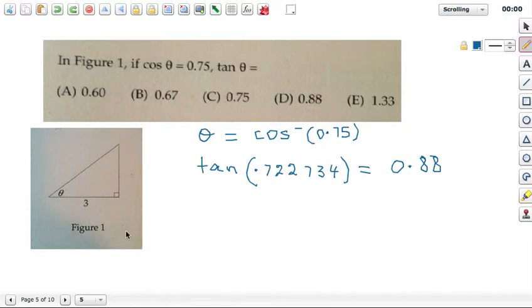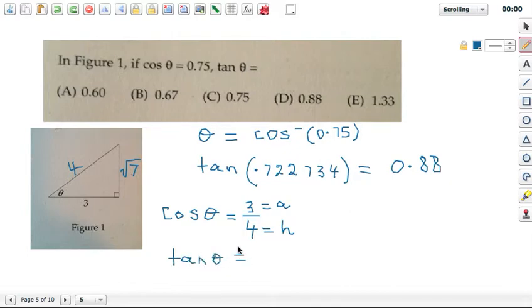0.88. Now using figure 1, you can always get cosine of this theta is, you are told that the cosine of the theta is 0.75, which is adjacent over hypotenuse, which is 3/4. And this is the adjacent side, which is already shown here, and the 4 must be the hypotenuse side, so you deduce that this side is 4, and by Pythagoras you can calculate this as square root of 7. Now you can figure out tan theta, which is opposite over adjacent, which is root 7/3, and you still get the same answer, 0.88. So the correct answer is D.